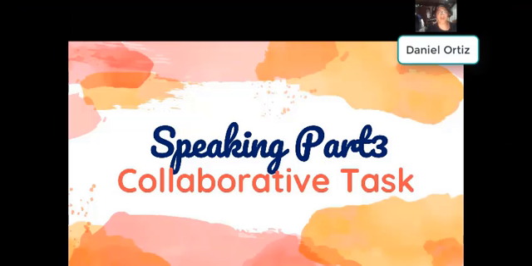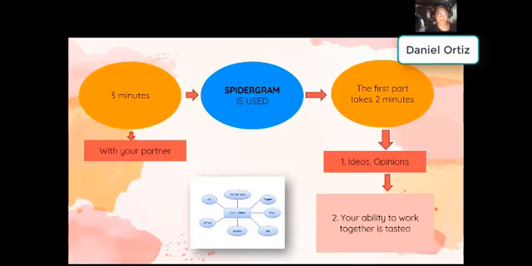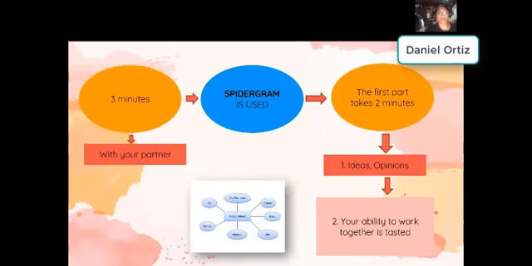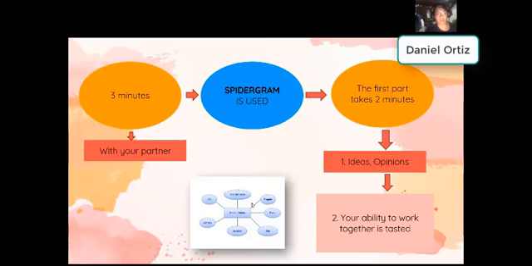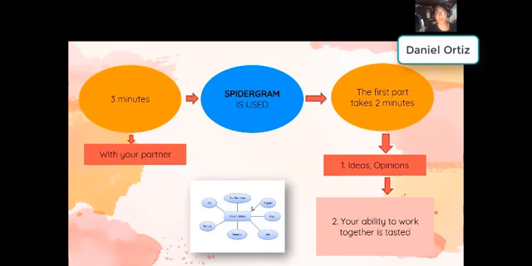Okay, good morning everyone. Today I'm going to talk about the speaking part 3, the collaborative task. In this part, you will be working with your partner for 3 minutes using a spidergram. If you don't know what a spidergram is, you can see it here. So this is a spidergram. This part of the task will take 2 minutes discussing ideas and giving opinions based on the question and notes on the spidergram. And then there is 1 minute discussing and making a decision.